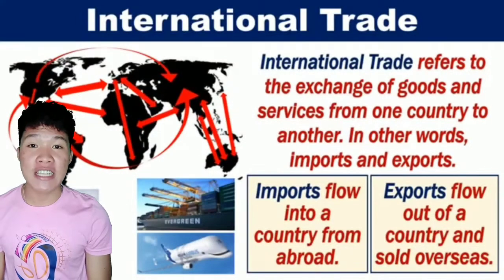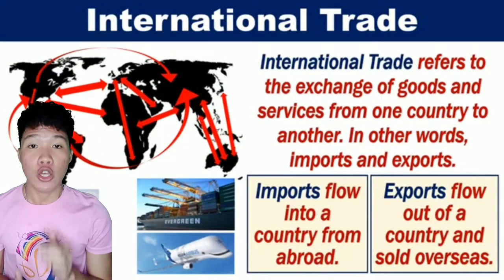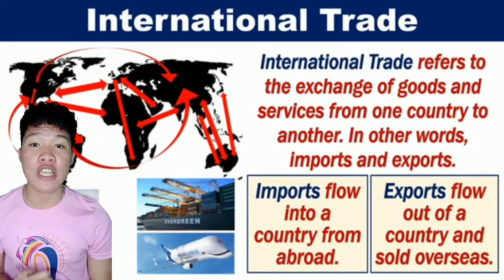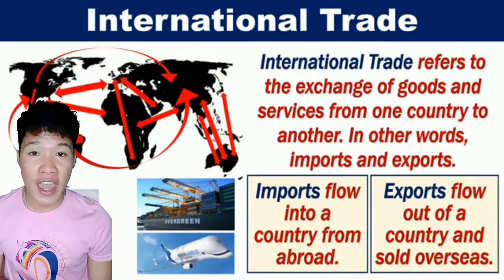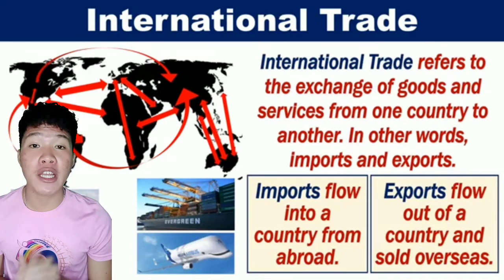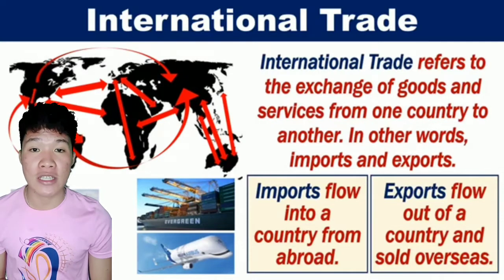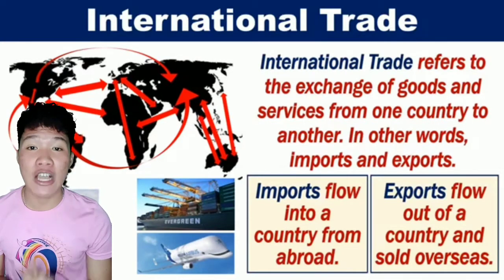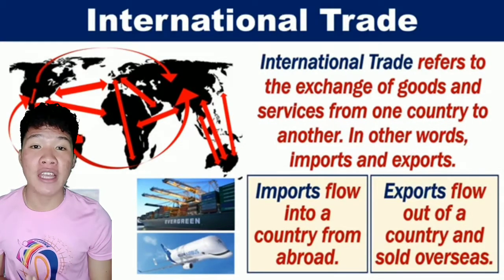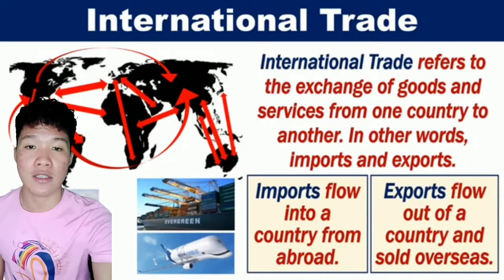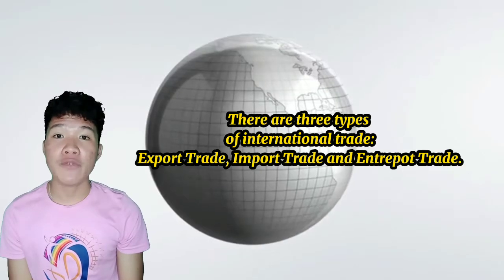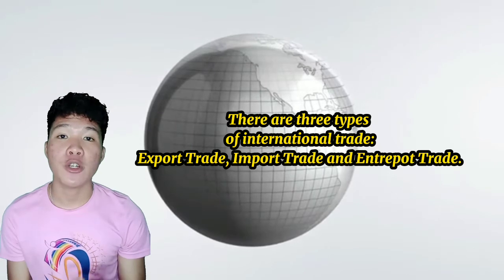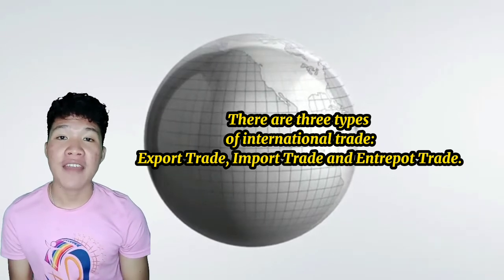Next is international trade. International trade is the exchange of capital, goods, and services across international borders. Trade means a general marketplace of buying and selling goods. In simple words, international trade is the import and export of goods and services. There are three types of international trade: the export trade, import trade, and entrepot trade.